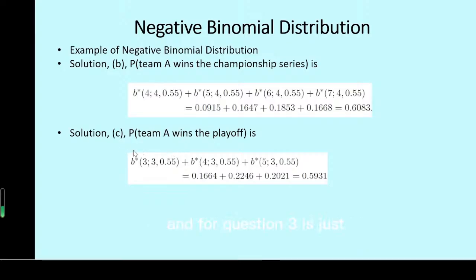And for question C, it's just the sum of the event probabilities for 3-0, 3-1 and 3-2. So these are actually 3 negative binomial probabilities. So the result is 0.59.